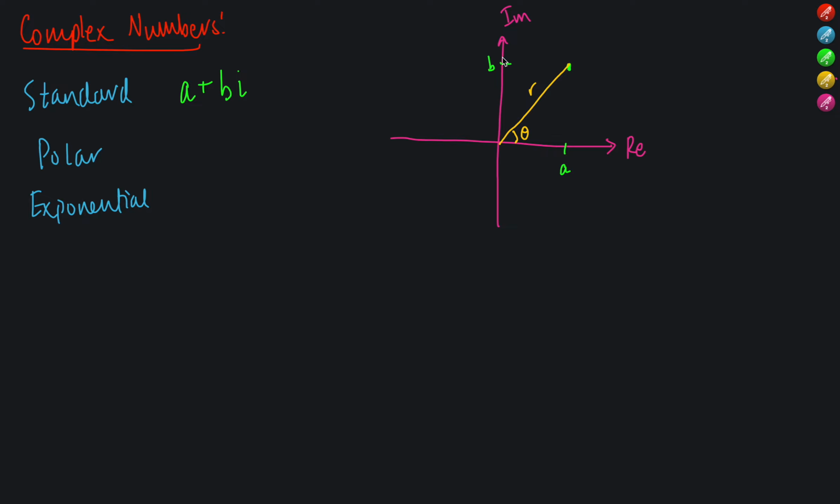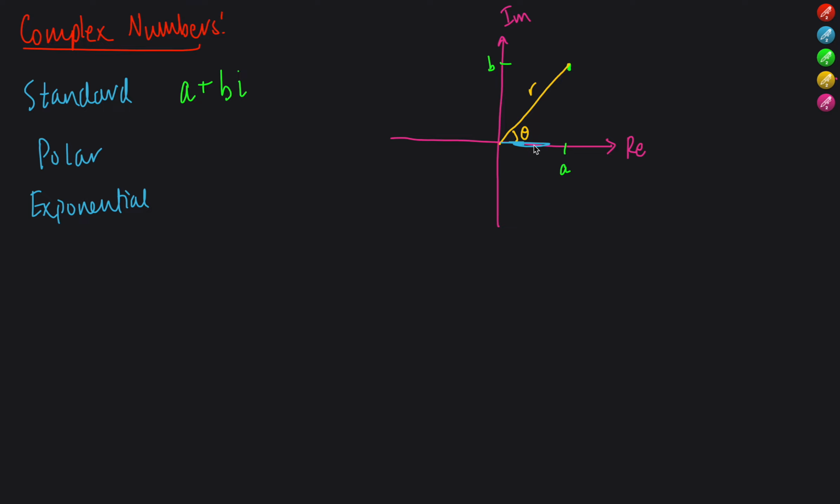If now we want to find a way of relating a, b, r, and theta, we could use some trigonometry and say that this side right here is r times the cosine of theta, and this side right here is r times the sine of theta. So in other words, our complex number, instead of a plus bi, a can be replaced with r cosine theta, and b can be replaced with r sine theta. So we would get r cosine theta, that's a being replaced, plus b, which is r sine theta, times i.